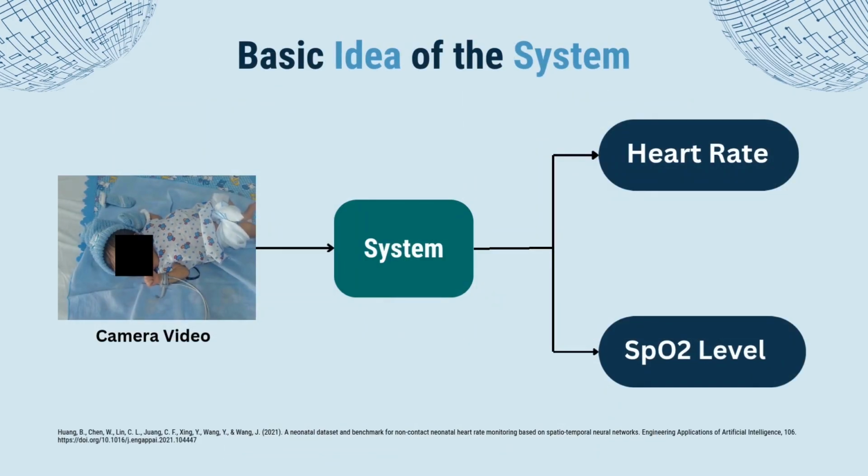Let's walk through the basic idea of our system. A video of the neonate or adult is fed into the system, which then processes it to estimate two key vital signs: heart rate and SpO2 level.